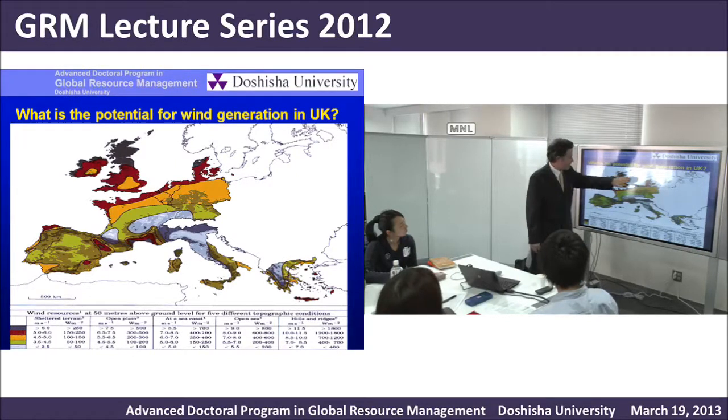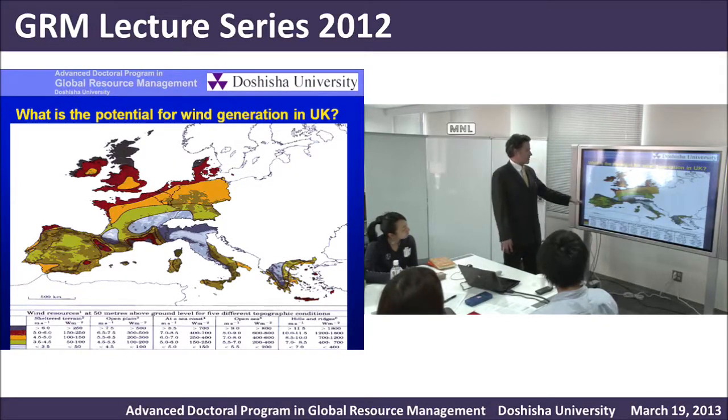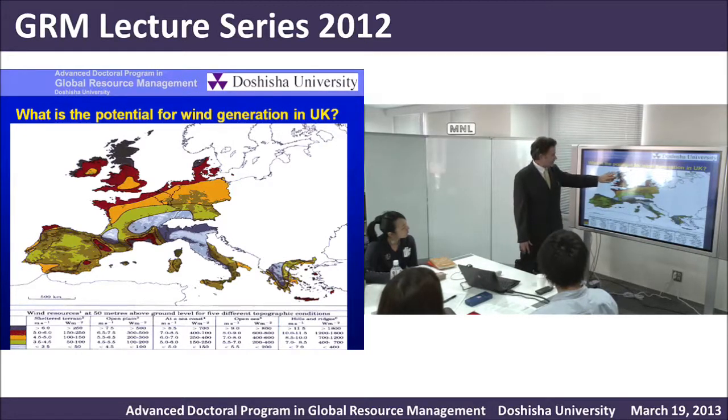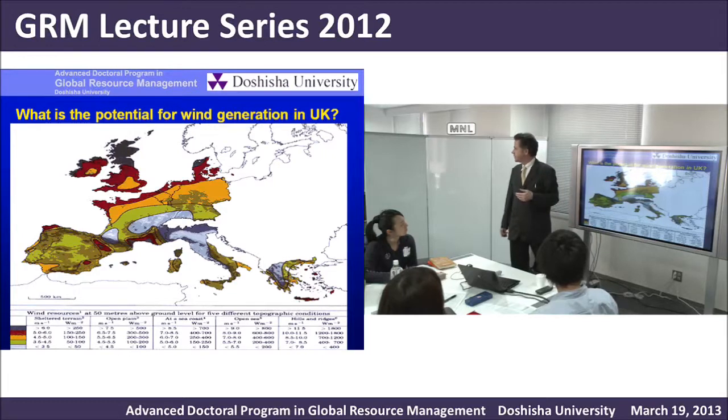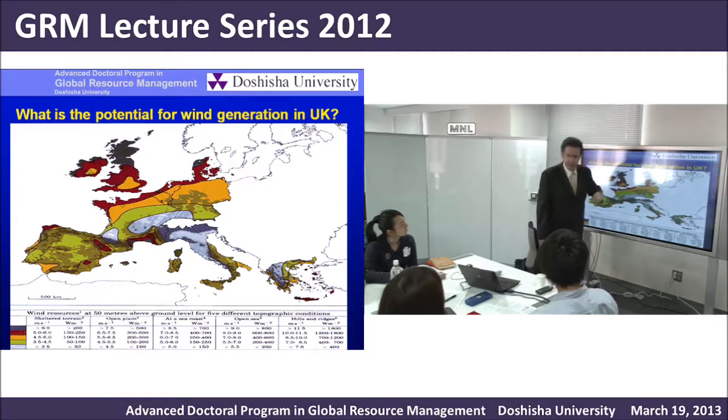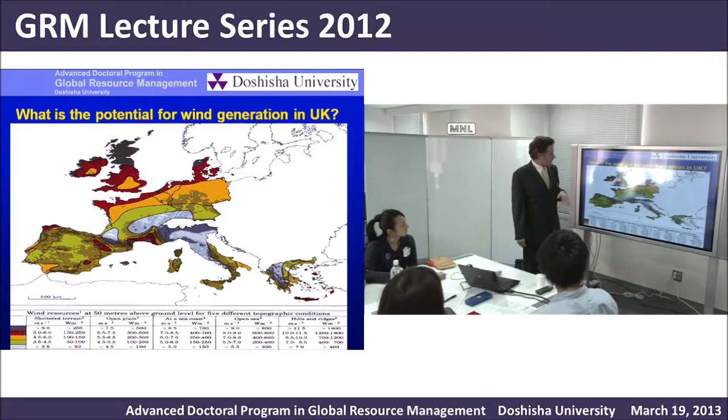The darker area is above 6, so very windy. And you can see that Scotland is very windy and a very good place for wind turbines. And you can see Denmark too. And the same, if better, will apply offshore.